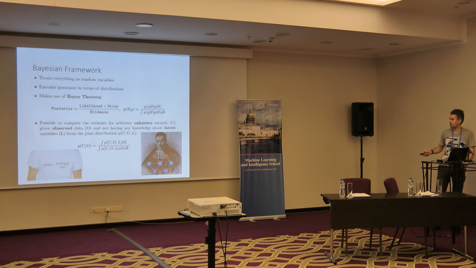In the numerator, the unneeded variable is L, so we get the joint distribution of U and O. And in the denominator, we need the distribution over O, so we marginalize with respect to L and U. So at least in theory, this is possible. This means that if we know the joint distribution, we may compute any kind of conditional distribution.